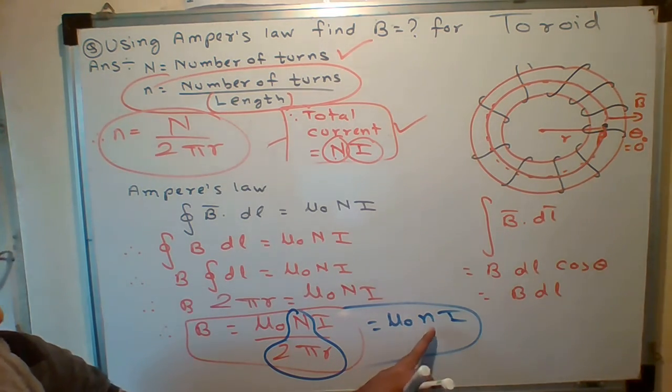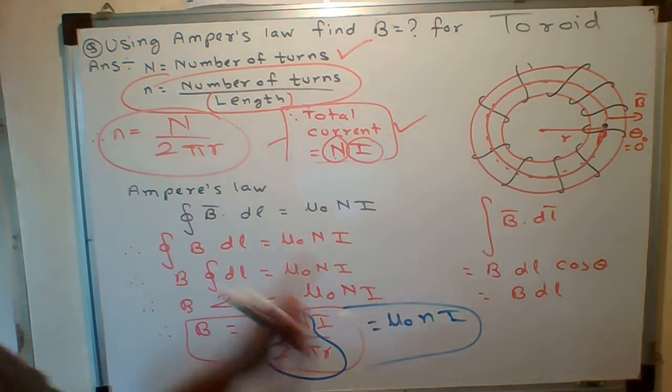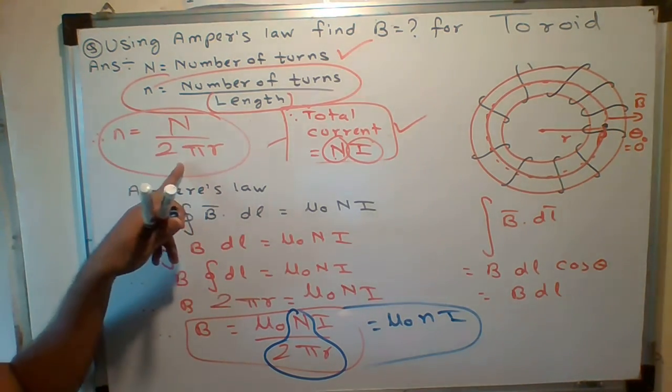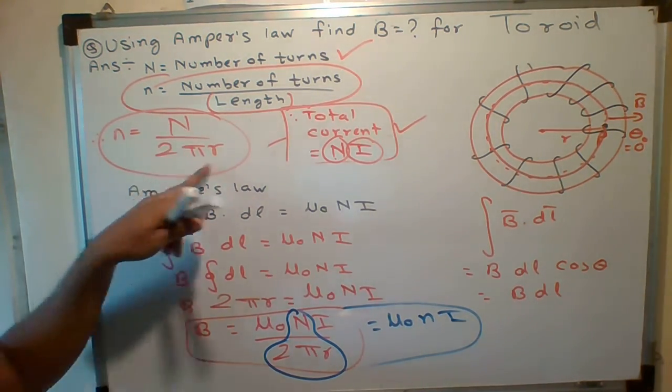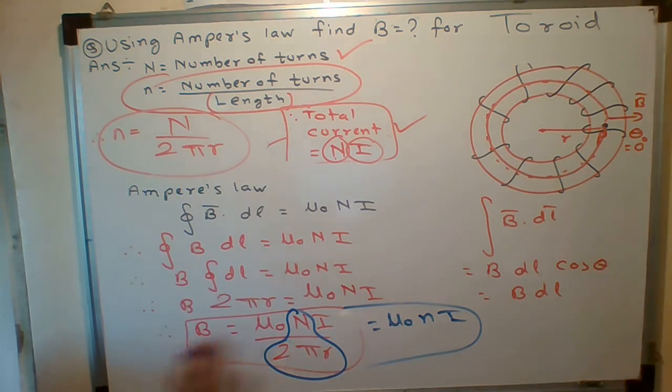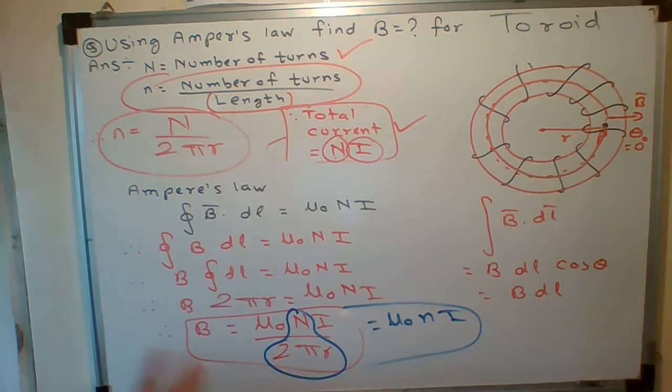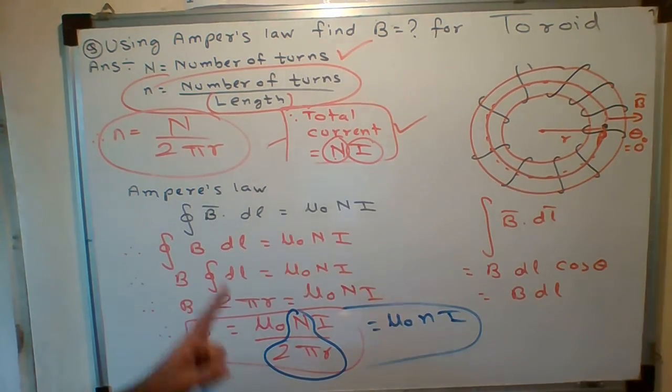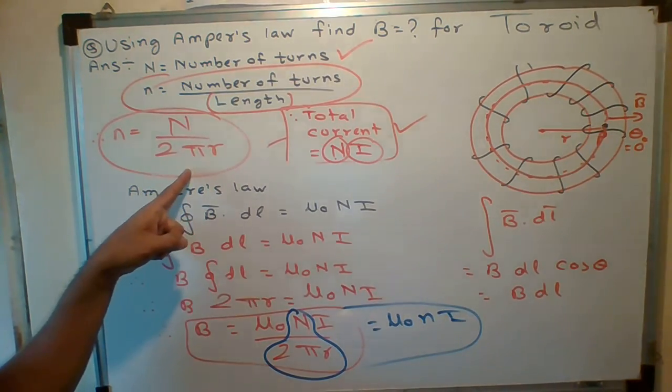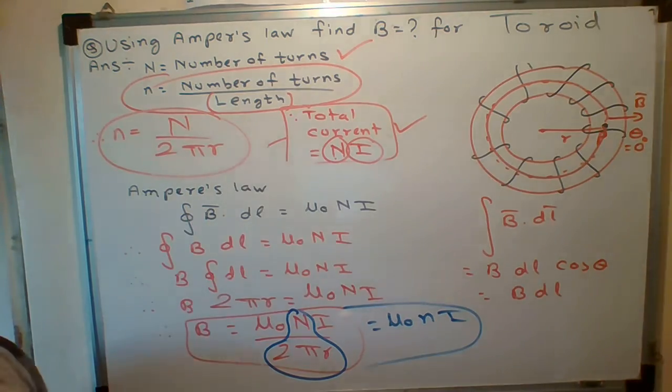But for a toroid, what is small n? Small n is not N upon small l, it is N upon 2 pi r. Remember this. That is the difference between the last derivation and this derivation. The other parts are easy and the same. Only remember that here the length is not L; instead of L, it is 2 pi r. Hope you understood this derivation.